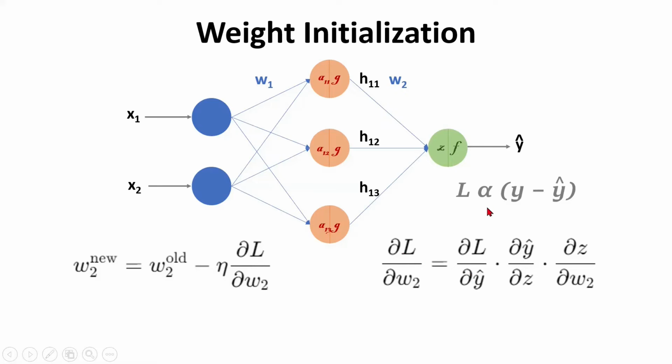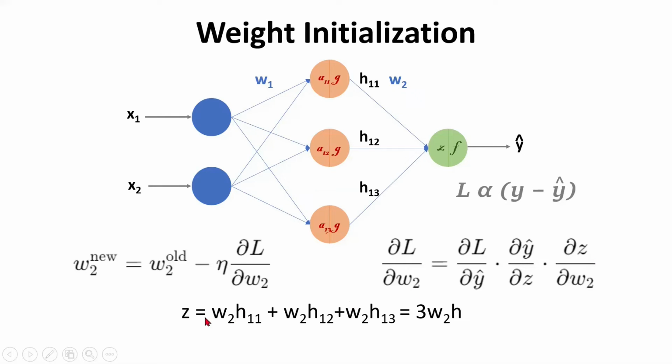So we are saying the loss depends on y hat, which is very clear. This y hat depends on the previous aggregation, which is z. And this previous aggregation essentially depends on the previous weights. If we know these three derivatives, we can find out ∂L by ∂W2. Now the point here is that this ∂z by ∂W2 can be found easily if we know what z is. And we saw earlier that z is simply 3 times W2h.